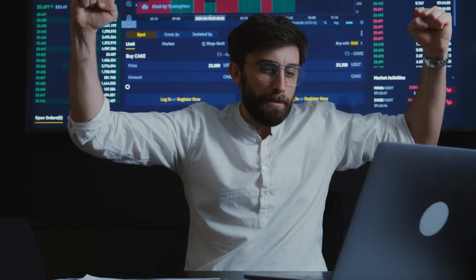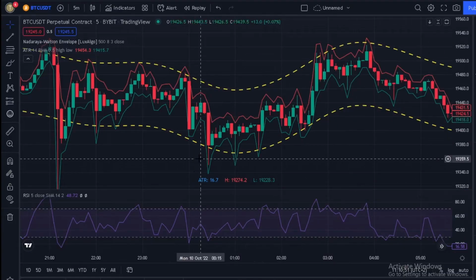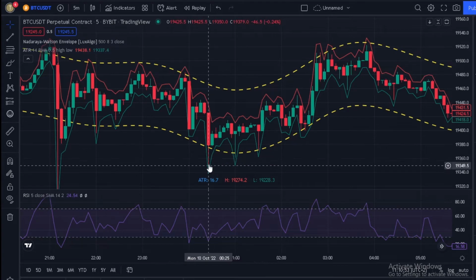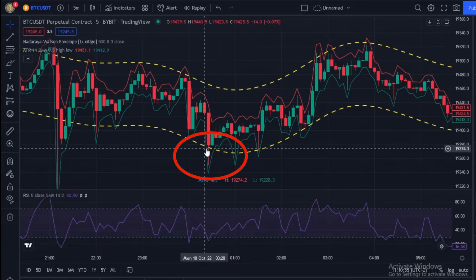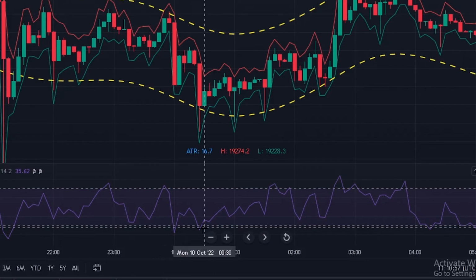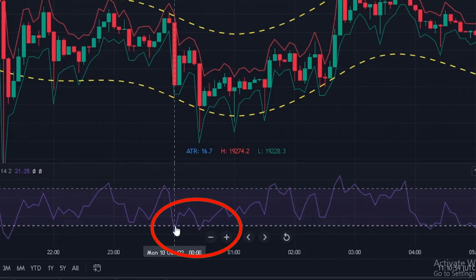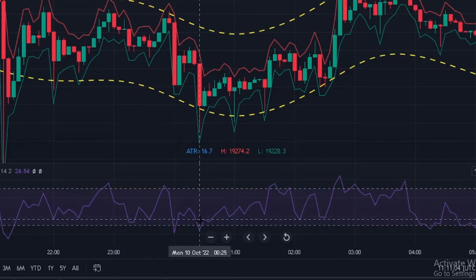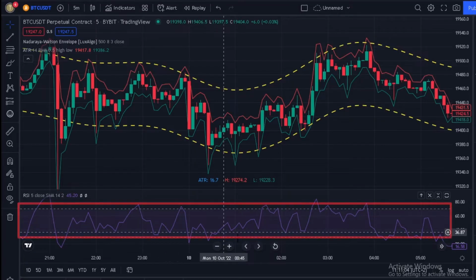Alright, our chart is now complete. So the main idea of this strategy is we want to trade when the price is oversold or overbought, as well as capture the best point to enter the market. We will use the Nadaraya-Watson indicator as a signal to enter our position. We will also use the RSI indicator and candlesticks as our confirmation to see whether the signal is valid or not.